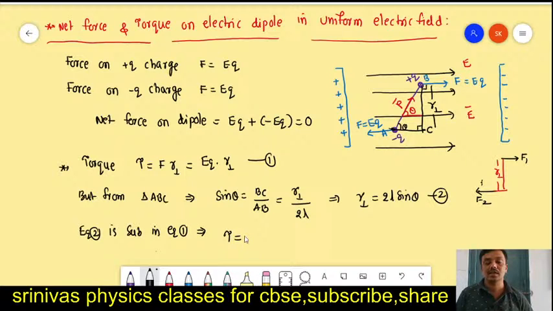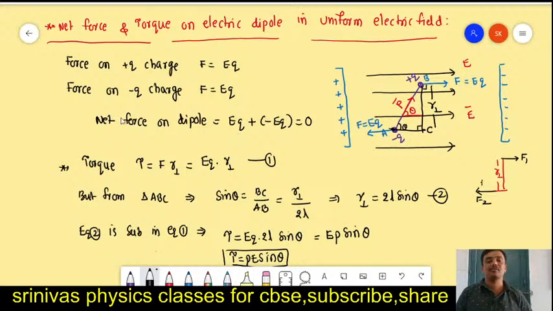Then what will you get for the torque? Torque is equal to EQ into R perpendicular, which is 2L sin theta. But what is Q into 2L? Q into 2L is P. So EP sin theta we write. Finally the torque formula is PE sin theta. This is the derivation for the torque.